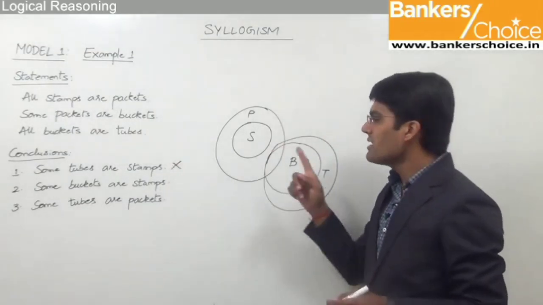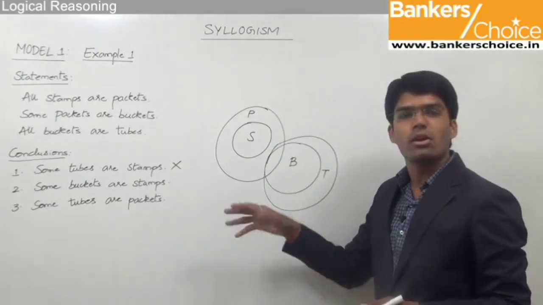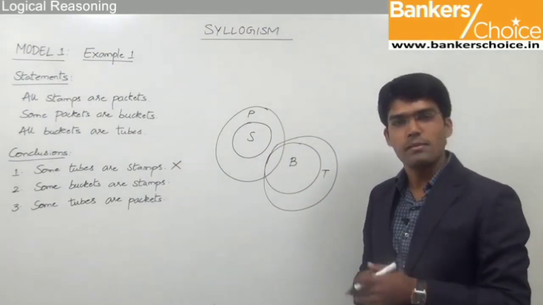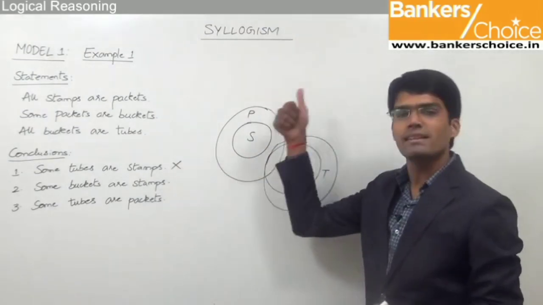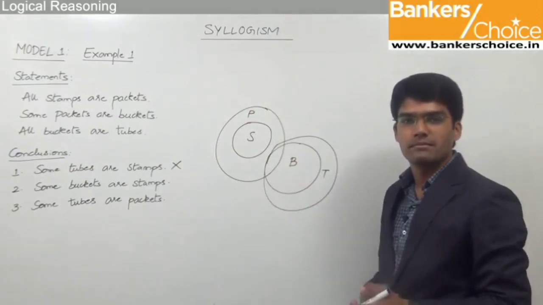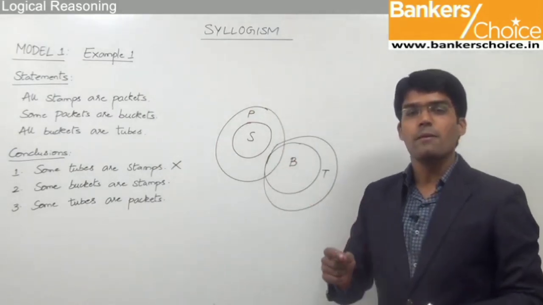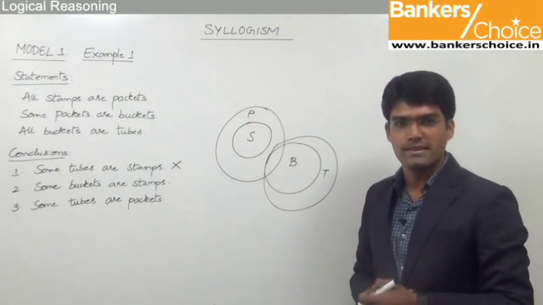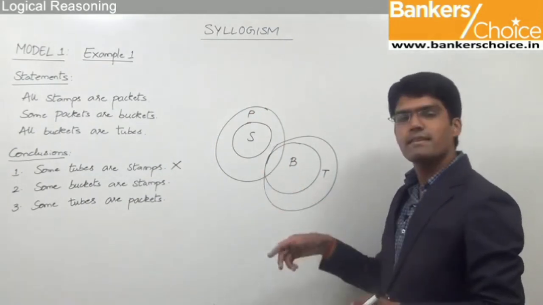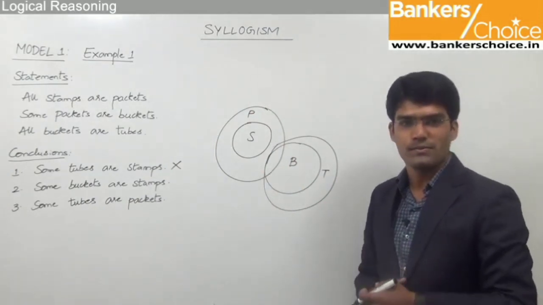Remember, when a conclusion does not follow the basic diagram, it can always be taken as a false conclusion. Why? Because even if it is true in some other case, it fails in the basic diagram. We know that a conclusion is the one which should be true in all the possible cases. So once it is failing in one of the cases, it can be taken as a false conclusion.